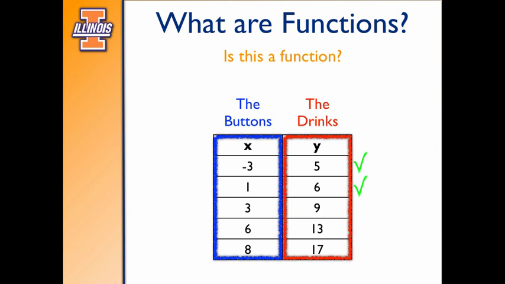I press button 1, I get drink 6. So far, so good. I press button 3, it only goes with drink number 9. I press button 6, it only goes with drink number 13. And button 8 only gives me drink 17. So every single button is paired with only one specific drink on this machine. Therefore, we say that this machine represents a function.